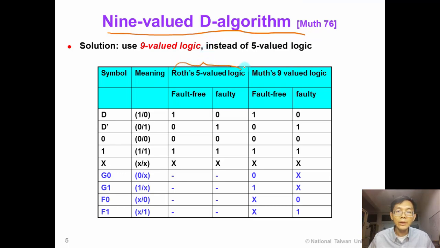In traditional 5-value logic, we can only express 10, 01, 00, 11, and XX. Now, in Muth's 9-value logic, we can express 0x, which means the good value is 0 and the faulty value is unknown. We can use the symbol G0 to show this case. And we can also express 1x, x0, and x1. By using Muth's 9-value logic, we can express all the possible logic combinations for sequential ATPG.